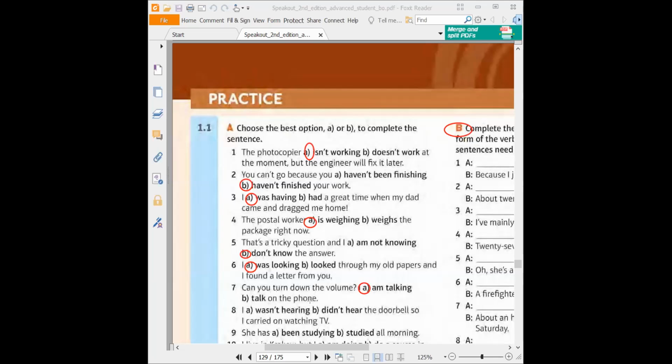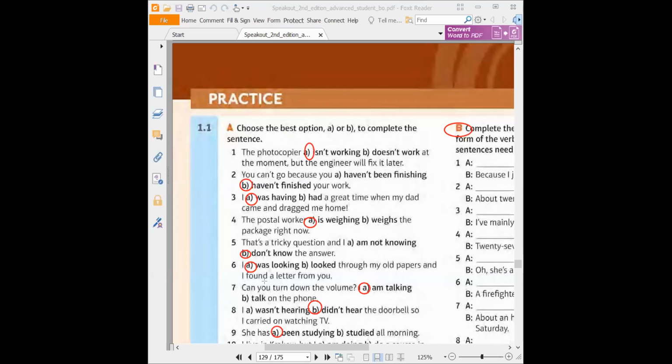Yes, of course I didn't hear. Number 9: She has been studying, or she studied all morning? A. Been studying. She has been studying. Thank you, all morning.